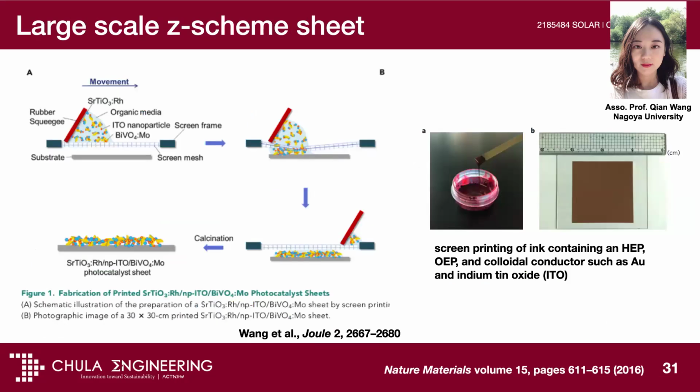In later work, they developed some kind of ink. Instead of using gold, which is very expensive, they use conductive indium tin oxide nanoparticles, and you mix everything in ink form and then just spread it out. You just do screen printing, and then you make this kind of photocatalyst sheet and achieve similar efficiencies. So that's the development from the first work.